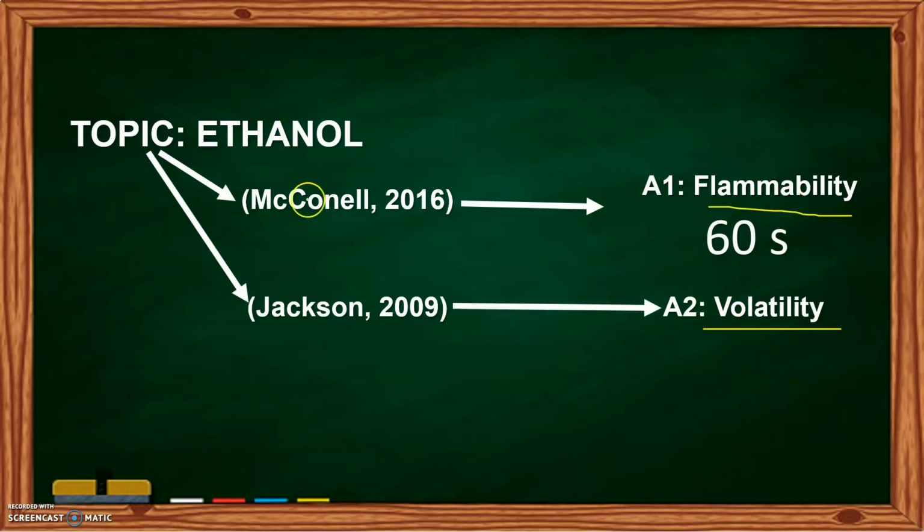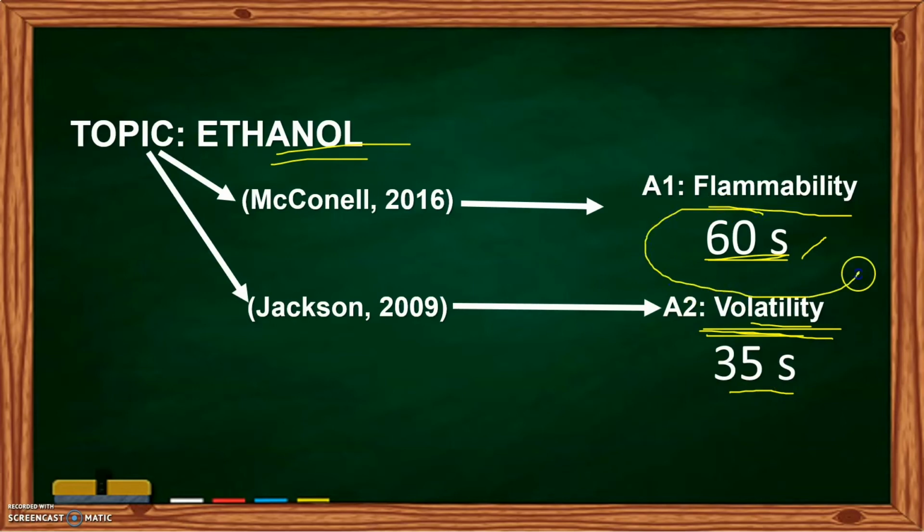Okay, on flammability, Kernel said, in his research about ethanol, it ranges down to 60 seconds that the ethanol stays flammable. So, when you light a certain amount of ethanol, it can last 60 seconds in flame. How about Jackson? Jackson said, when it comes to volatility, okay, it takes 35 seconds. Okay, what do we mean by volatility? When we say volatility, it's the ability of the substance to evaporate. So, meaning to say, the ethanol studied by Jackson took 35 seconds before it evaporated.